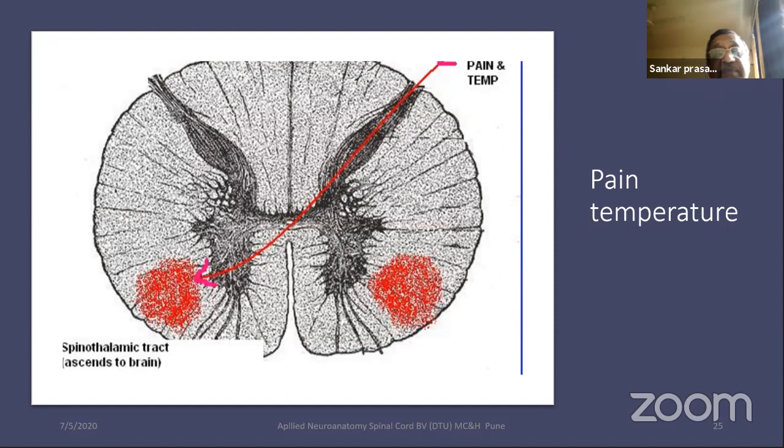So the pain and temperature fibers will cross in front of the central canal, and they ascend in the spinothalamic tract to the brain. As the spinothalamic tract reaches the cervical spinal cord, the lamination places the sacral fibers in the outermost region, and inside is the cervical region.